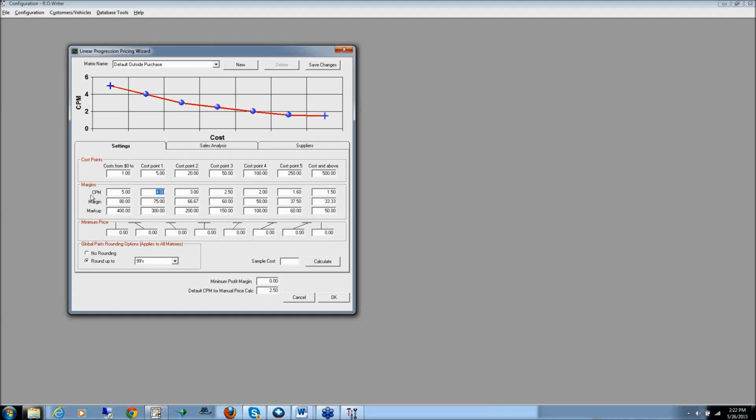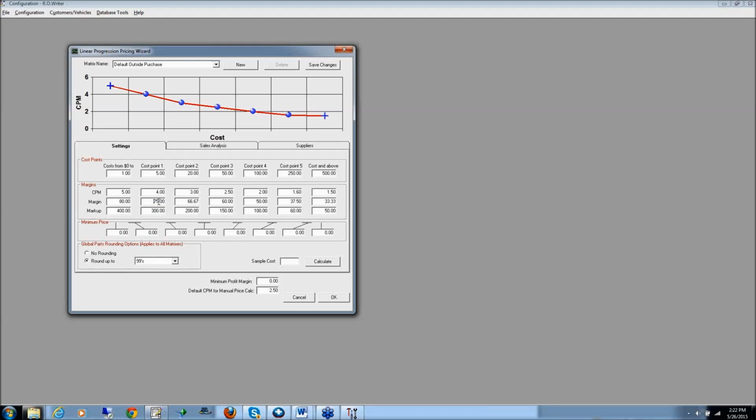Now we've got cost plus multiplier, margin, and markup. And they're all there just because different people think about that same calculation in different ways. They're all variations on the same theme, meaning a 4 times cost plus multiplier equates to a 300% markup and or a 75% margin.